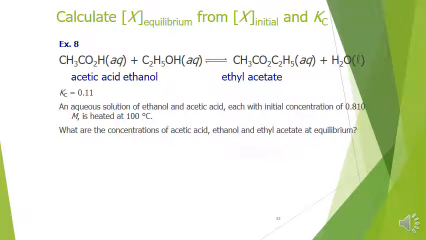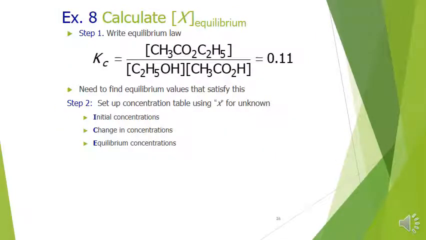Okay. So we're going to have an ICE table, figure these out. So the first thing to do is write the equilibrium expression. Okay, so here it is, product over reactant is equal to 0.11. And then set up your ICE table. We know the initial concentrations of these guys and this guy as well. There's none of this. And then what we're going to want to do is find out our final concentration by seeing how much it changes by. So we're going to use our ICE table to do that.